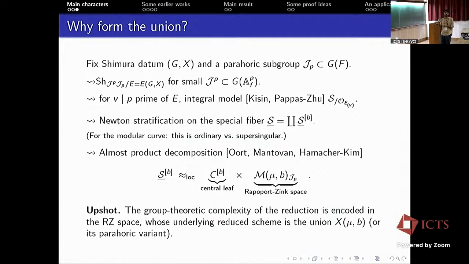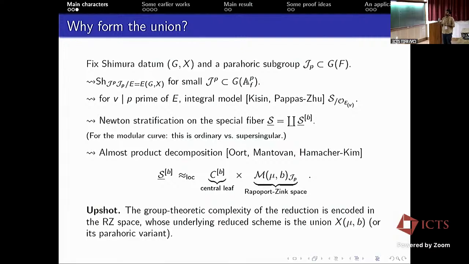For the modular curve case, which is the easiest Shimura variety associated to the group GL2, the modular curve is a parametrizing family. It parameterizes elliptic curves. And for the elliptic curve, if you take the special fiber, we're really trying to understand elliptic curves over F_p bar. They can be either ordinary or supersingular. So this Newton stratification is just a generalization of this kind of distinction, right?